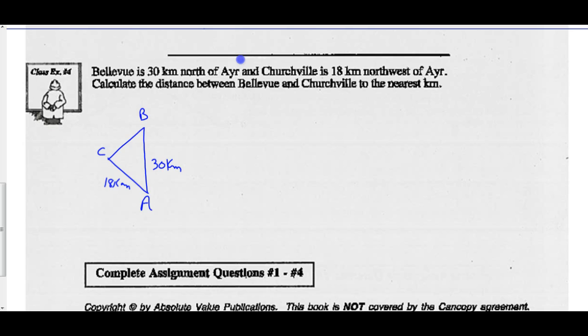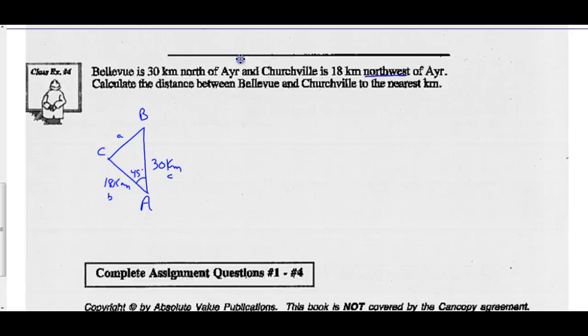So there's my triangle. I'm looking for lowercase a. I know lowercase b is 18. I know lowercase c is 30. And this angle, we said, is northwest. So north and west meet at 90 degrees. If it's at northwest, that's an angle of 45 degrees, exactly halfway between north and west. So half of 90 is 45 degrees. All right.